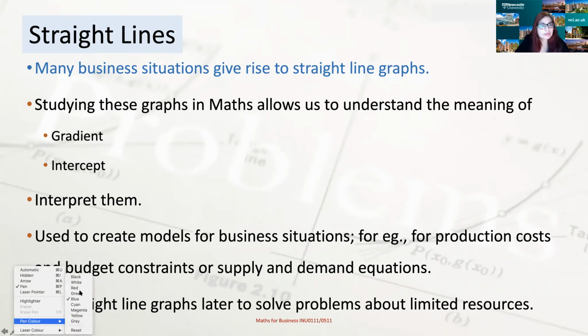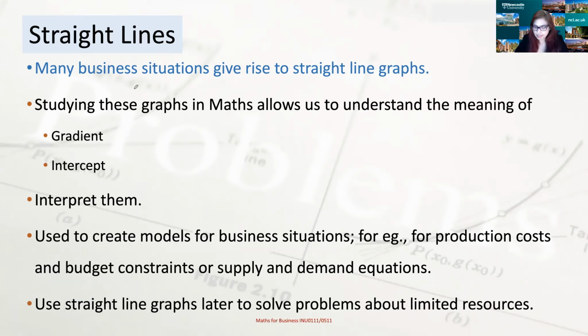So, straight lines. Many business situations give rise to straight line graphs. You're going to see some of those problems soon in the coming weeks. Studying these graphs in maths allows us to understand the meaning of the two main features of a straight line, the gradient and the intercept, and helps us to interpret them. Then you can use it to create models for business situations, for example, for production costs and budget constraints, or supply and demand equations.